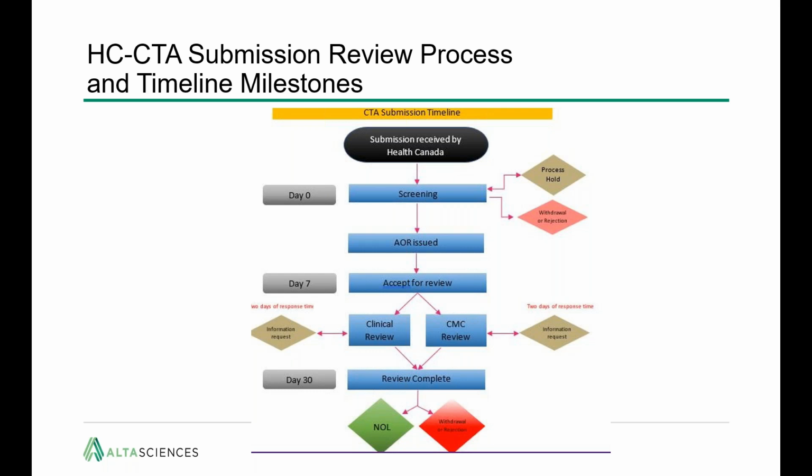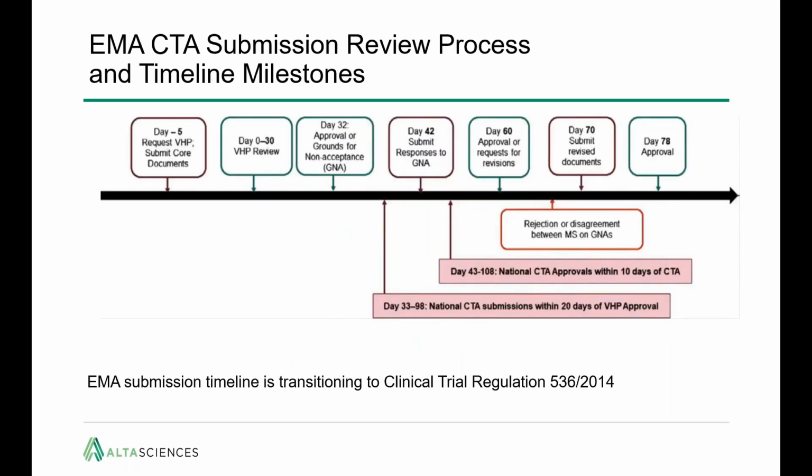Review is a parallel review process by both the clinical and the quality division overseeing your file, and you may receive information requests either from the clinical or the quality division during the course of that 30-day period of review. As with the screening section of the process, you're given 2 days to respond, and at which point, if all is accepted, a review is complete and a no objection letter is issued and the clinical trial can commence, as I've noted earlier.